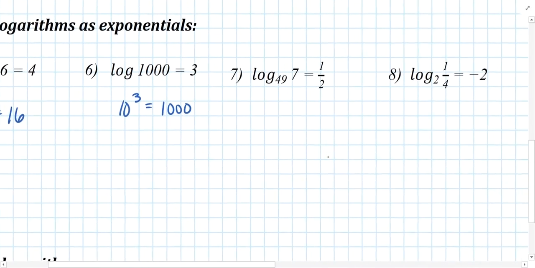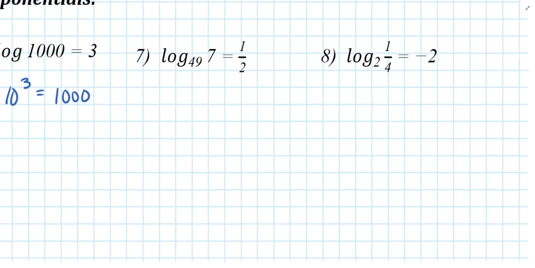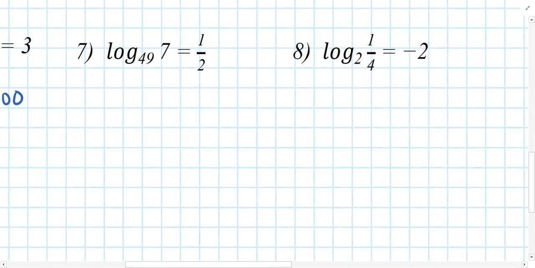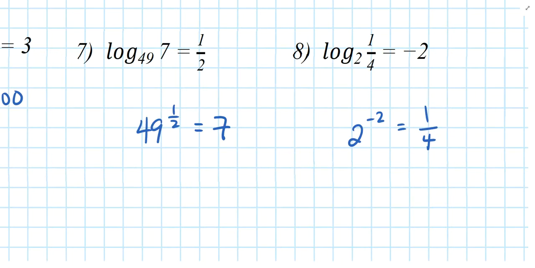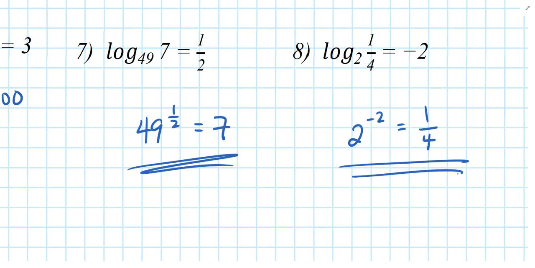Please try the next two examples on your own. Pause the video now and resume playback in a moment to check your work. 49 to the 1/2 power equals 7, and 2 to the power of negative 2 equals 1/4.